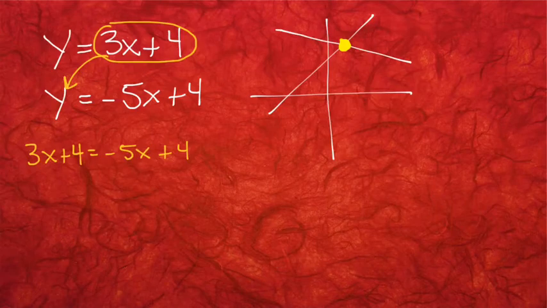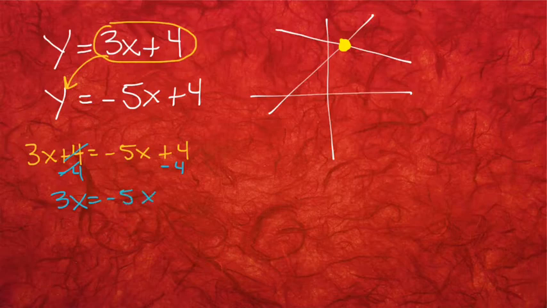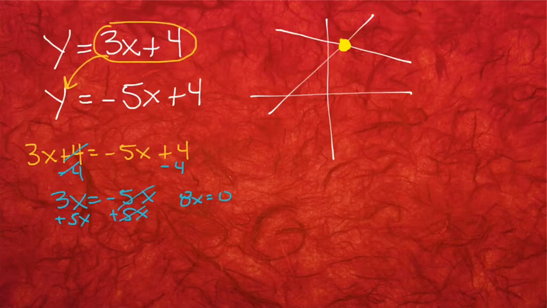So let's go ahead and do that. I would subtract 4 from both sides. Okay, and then I have 3x over here equals negative 5x. 4 minus 4 is also 0, so I can just leave that. I would add 5x to the other side, plus 5x. And that would give me 8x equals 0. All right, and to get x by itself, we divide by 8. And that would give me x equals 0. Okay, so that's the first part of it.